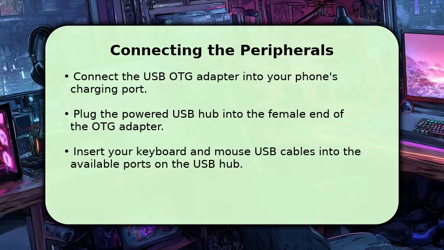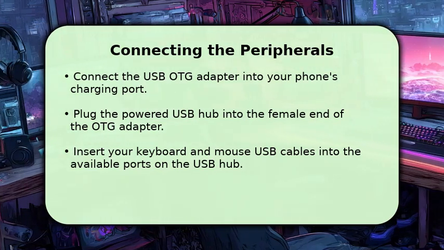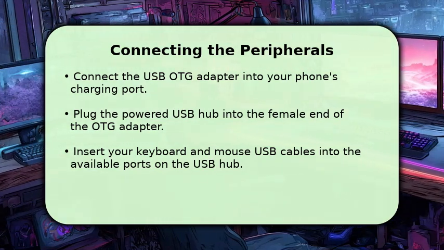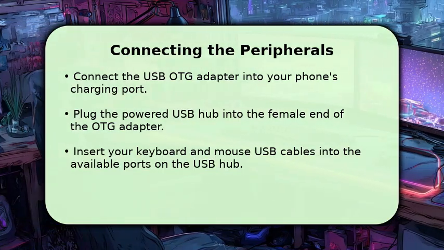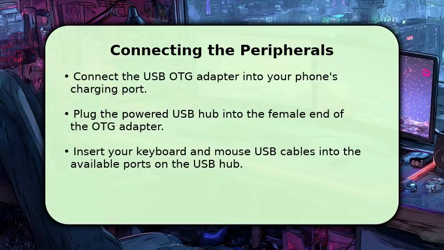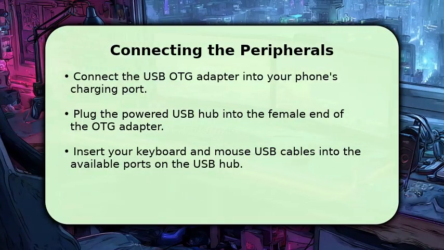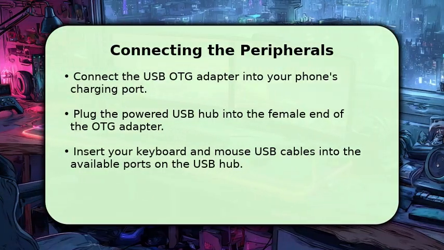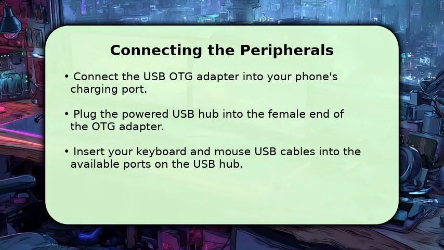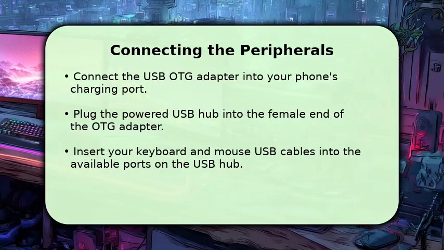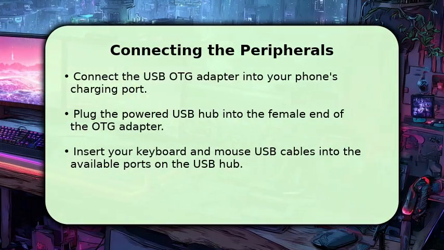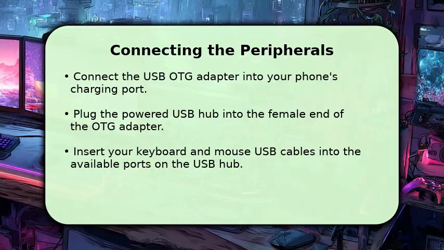Now, let's connect everything together carefully. Take your USB OTG adapter and plug its male end directly into your mobile device's charging port. Next, connect your powered USB hub into the female end of the OTG adapter. Finally, insert the USB cables from both your wired keyboard and your wired mouse into any available ports on the USB hub. Ensure all connections feel secure.